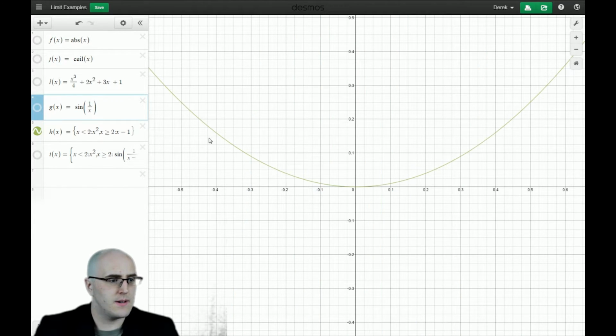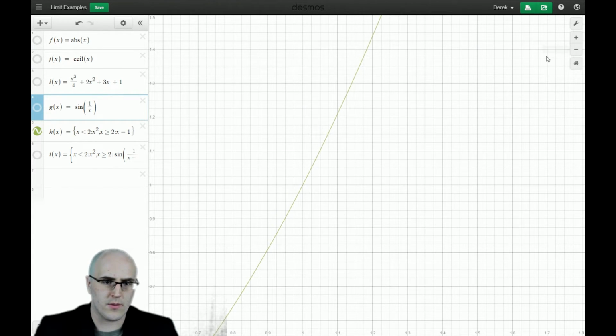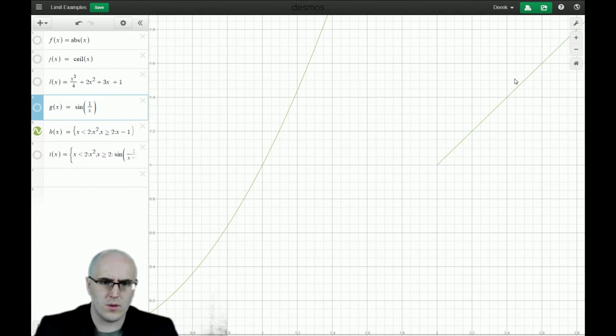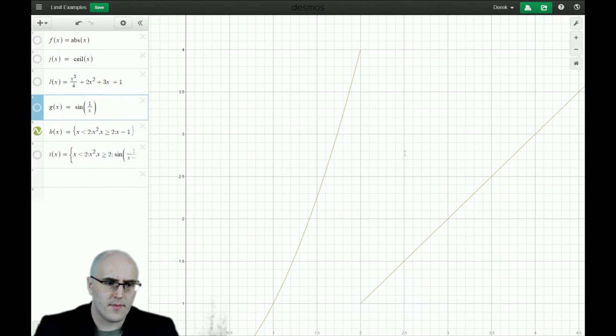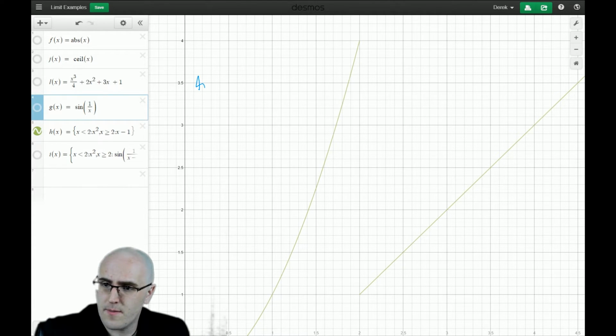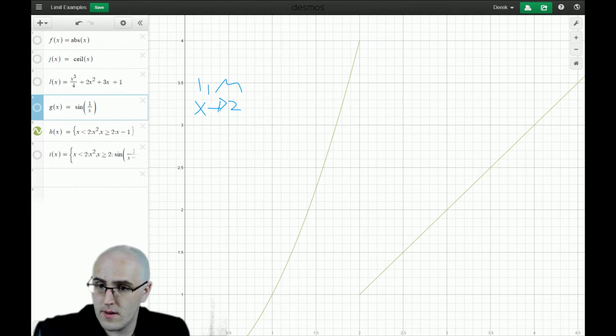Alright, let's move on to the next one. Okay, so this one's an important detail. I think it's over here. So x equals 2. Yeah, okay, there it is. So, we're going to talk about the limit of h of x as x approaches 2 of h of x.